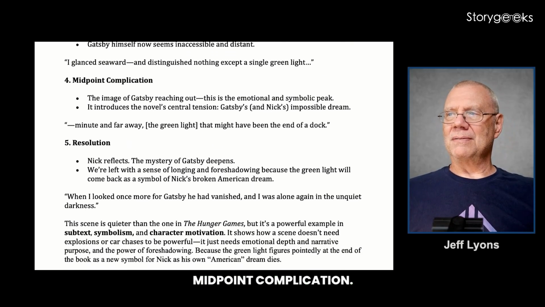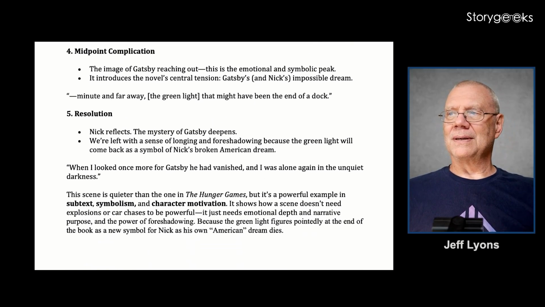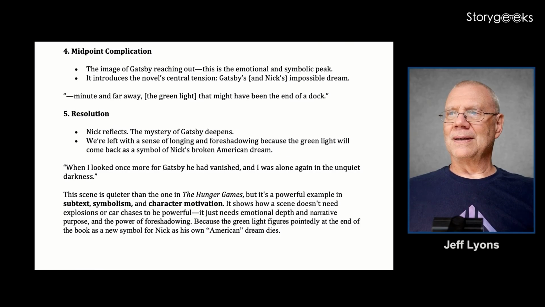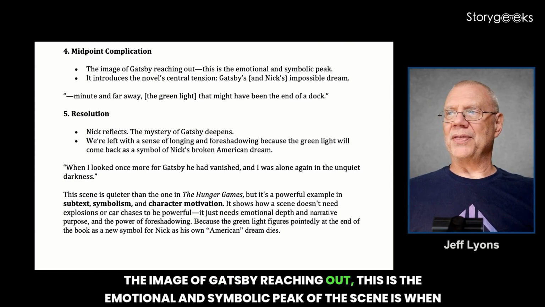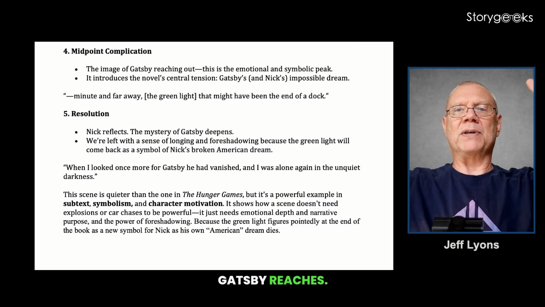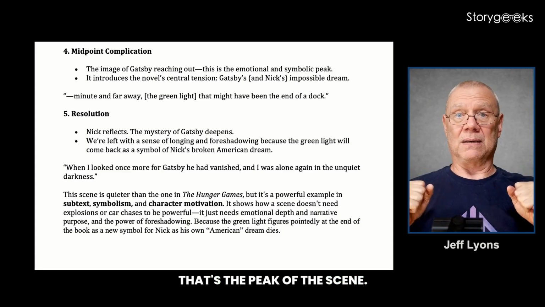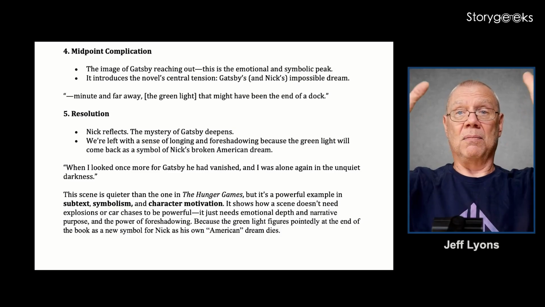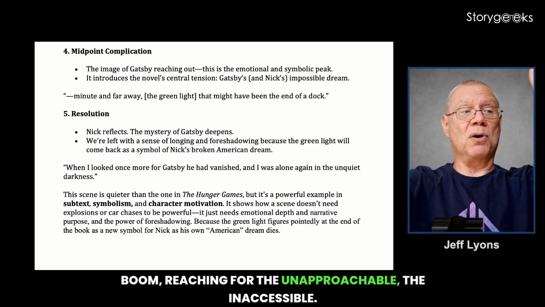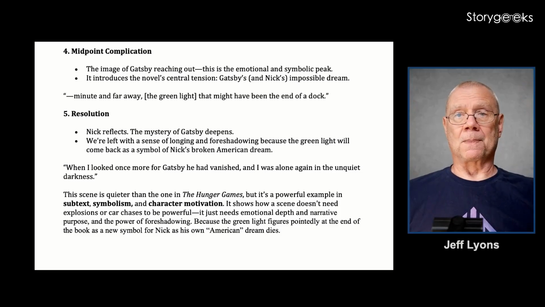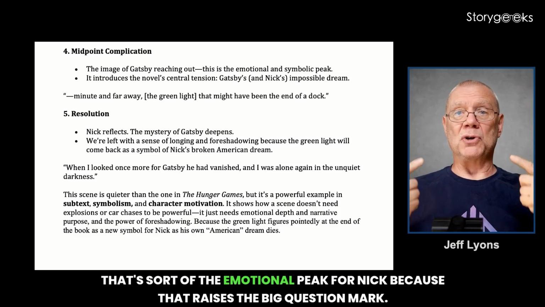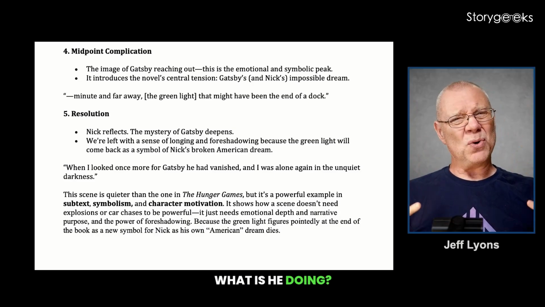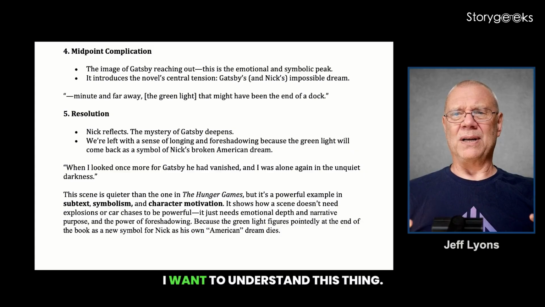Midpoint complication. The image of Gatsby reaching out, this is the emotional and symbolic peak of the scene, is when Gatsby reaches. That's the peak of the scene. That's an action that's taken. That's a beat. Boom, reaching for the unapproachable, the inaccessible. That's sort of the emotional peak for Nick, because that raises the big question mark. What is he doing? I want to understand this thing.